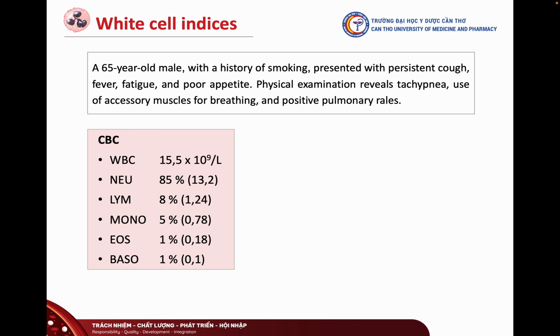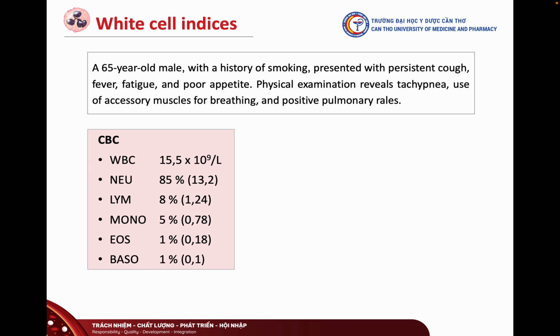Let's work through a clinical case together. We have a 65-year-old man, a chronic smoker, presenting with a persistent cough, fever, fatigue, and poor appetite. On physical exam, he is tachypneic, using accessory muscles to breathe, and has positive pulmonary rales. Now, let's check his CBC result.